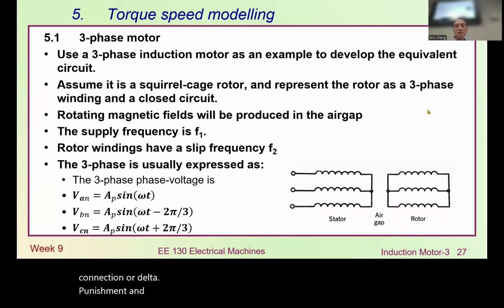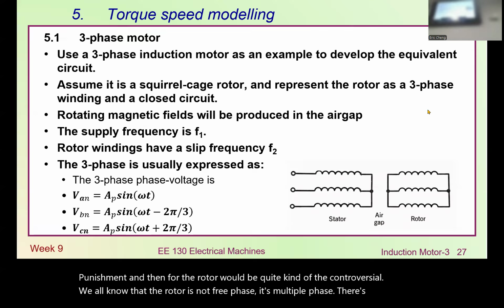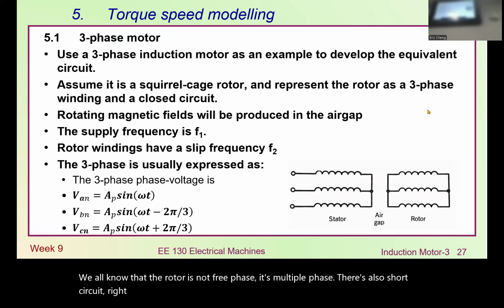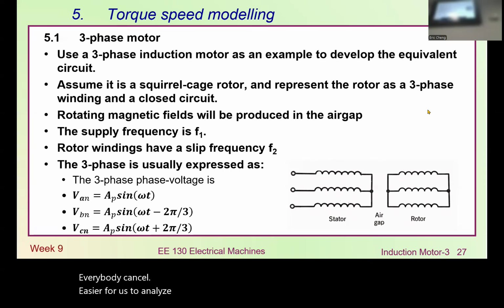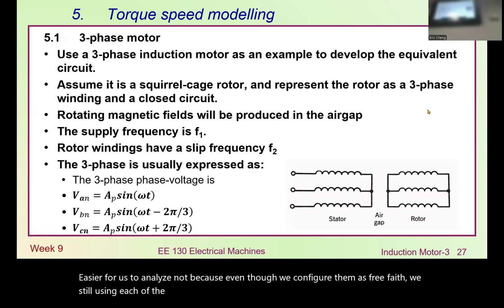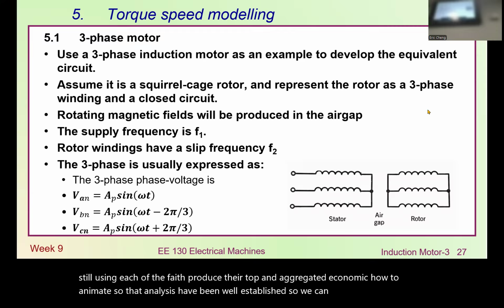And then the rotor is kind of controversial. We all know that the rotor is not 3-phase, it's multiple phase. It's also short circuited, right? And then of course, for pure mathematical analysis, everybody tends to make it look like a 3-phase, which is easier for us to analyze. Fair enough, because even though we configure them as 3-phase, we still use each of the phases producing their torque and adding together to become the output. So that analysis has been well established, so we can still continue to use it.